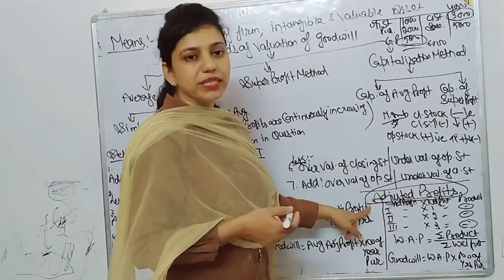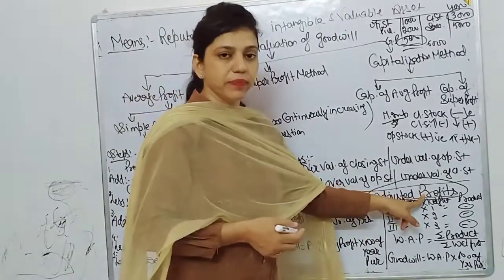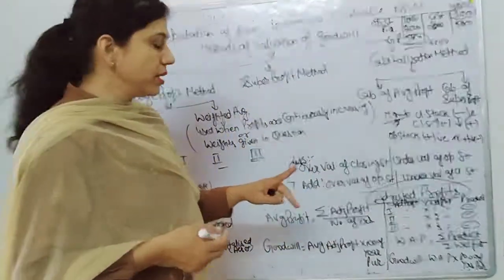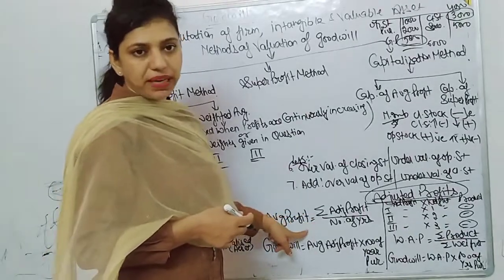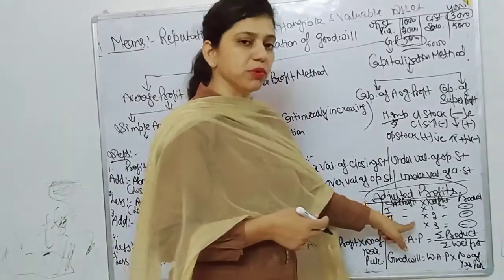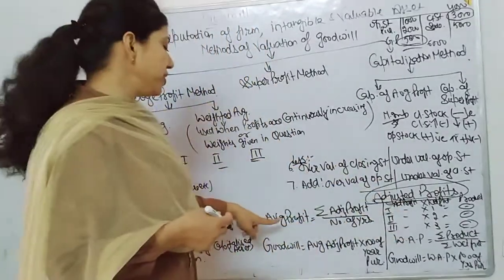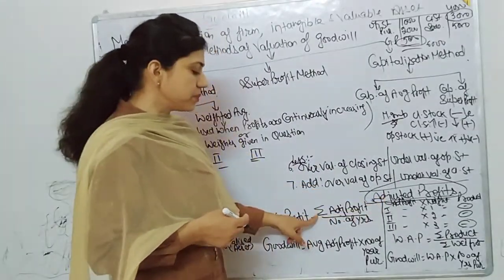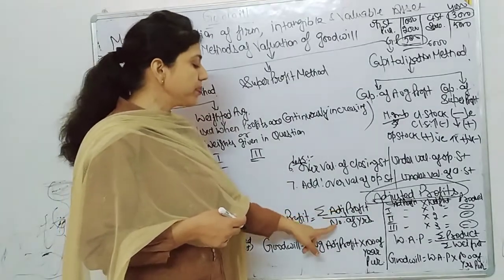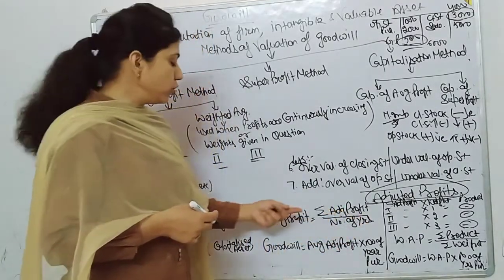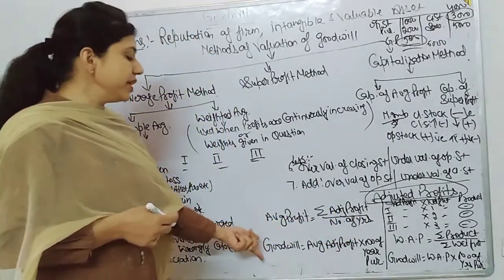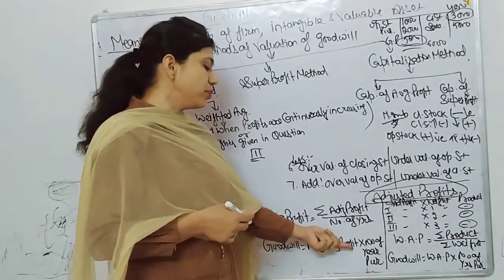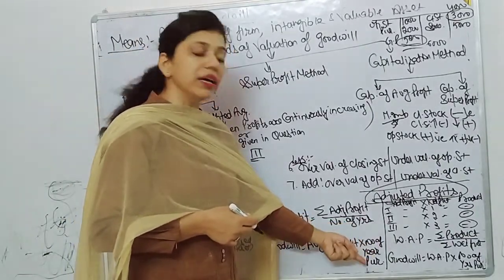After these 7 points, we get adjusted profits. There can be 2 situations: simple average profit or weighted average profit. If it is simple average profit, then you just calculate the total of adjusted profits, divided by the number of years. Then you will get average profit, and goodwill is equal to average adjusted profit multiplied by the number of years' purchase, which is given in the question.